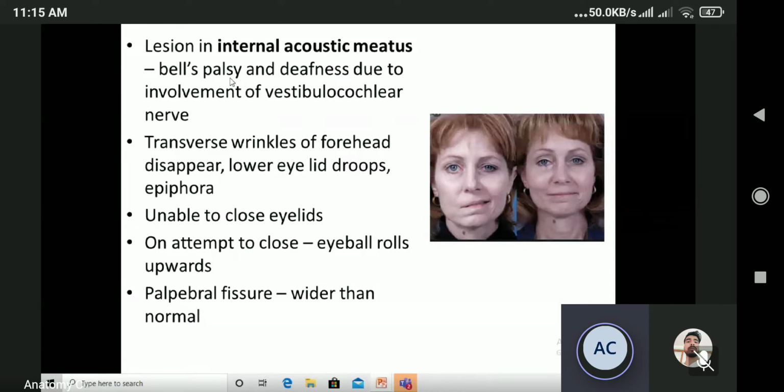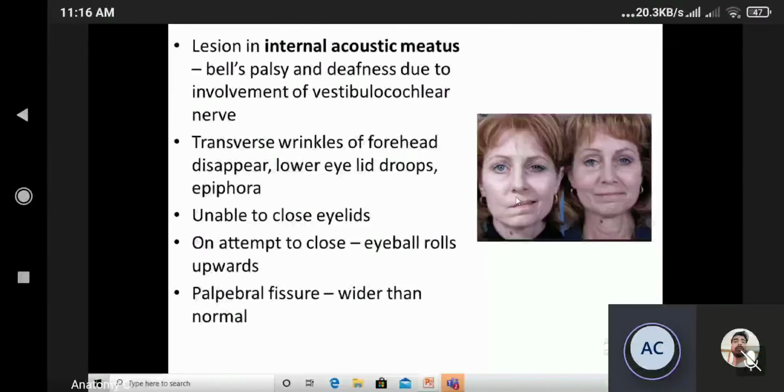So Bell's palsy occurs with a lesion in the internal acoustic meatus. As you know, along with the facial nerve, the internal acoustic meatus also contains the vestibulocochlear nerve. So along with Bell's palsy, deafness can also occur because of the involvement of the vestibulocochlear nerve. So what happens whenever there is Bell's palsy? You can see there is a loss of transverse wrinkles of the forehead. Okay, so this is the paralysis of this side, the right side facial nerve.